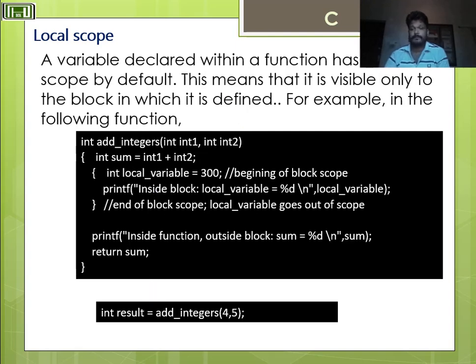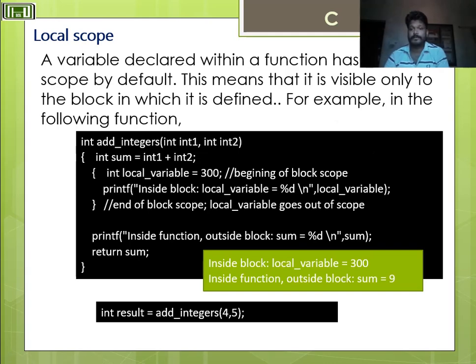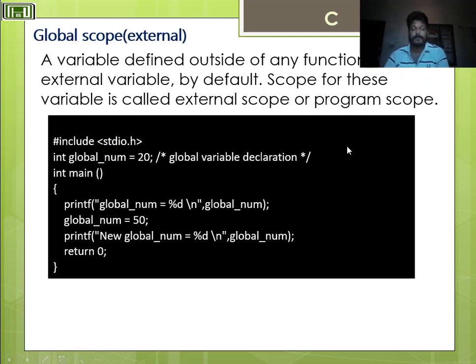The output is there for the example. Int sum, int1 plus int2. So sum is the variable here, then int1, int2. Inside the block, local variable is 300. Then inside the function, outside the block, the sum is 9. So we have passed the values 4 and 5. Inside the block the local variable has the value 300, and inside the function outside the block the sum is 4 plus 5. Here is the code to add. So this is local scope.